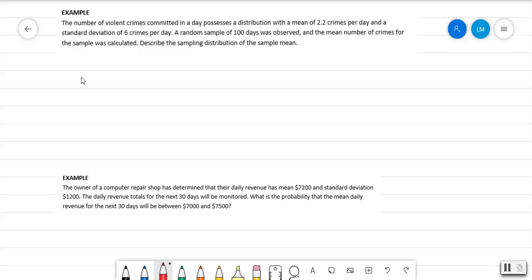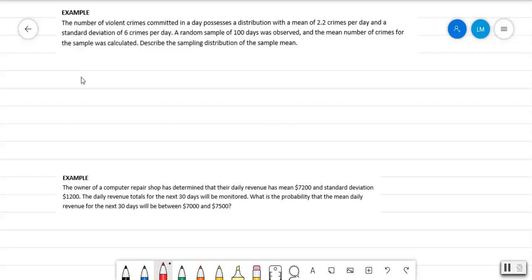So we have that the number of violent crimes committed in a day possesses a distribution with the mean 2.2 crimes per day and a standard deviation of 6 crimes per day. A random sample of 100 days was observed, and the mean number of crimes for the sample was calculated. Describe the sample distribution.